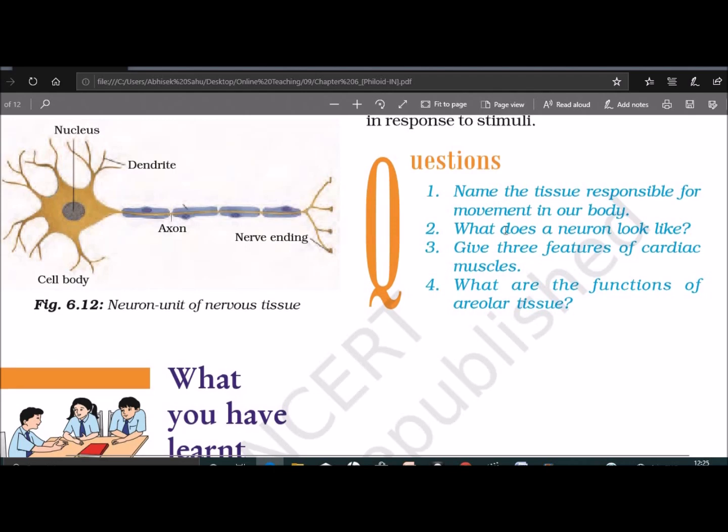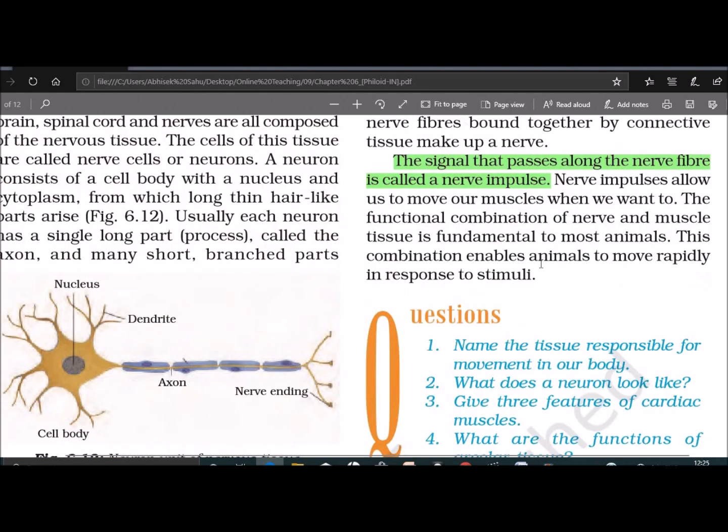Many nerve fibers bound together by connective tissue make up a nerve. The signal that passes along the nerve fiber is called a nerve impulse. The nerve impulse allows us to move our muscles when we want to. So this enables animals to move rapidly in response to stimuli. So the function of nervous tissue is to control all the body activities.